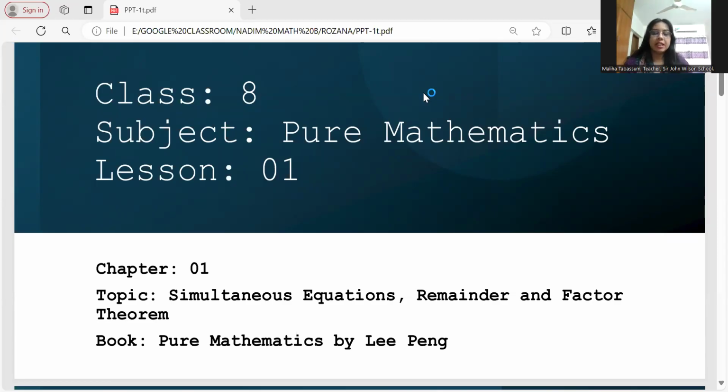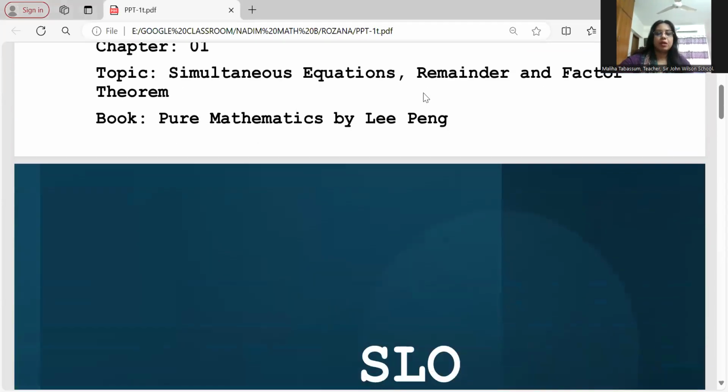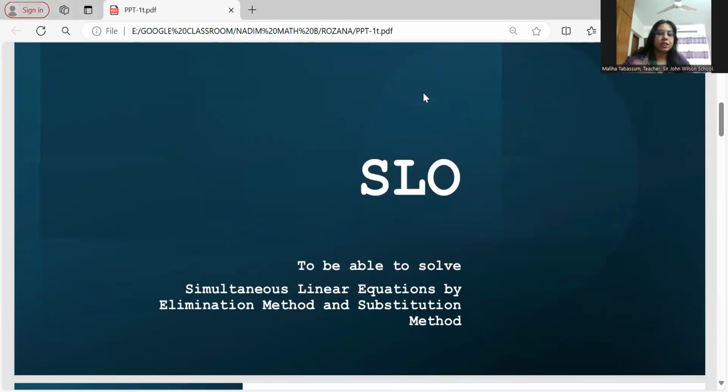So for class 8, our first lesson is on simultaneous equations, remainder and factor theorem, and we will be following the book Pure Mathematics by Li Peng. Let's come to our learning objective.